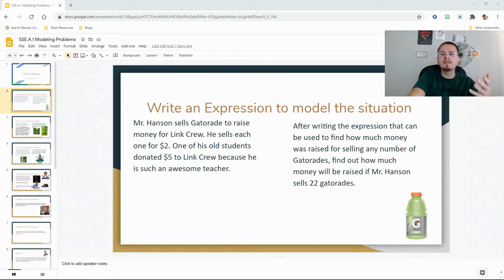But we're going to go through a couple of examples today, and I'm just going to show you the power of turning words into math.